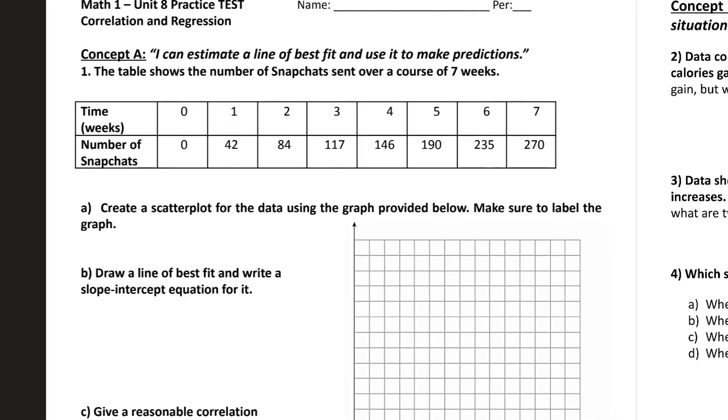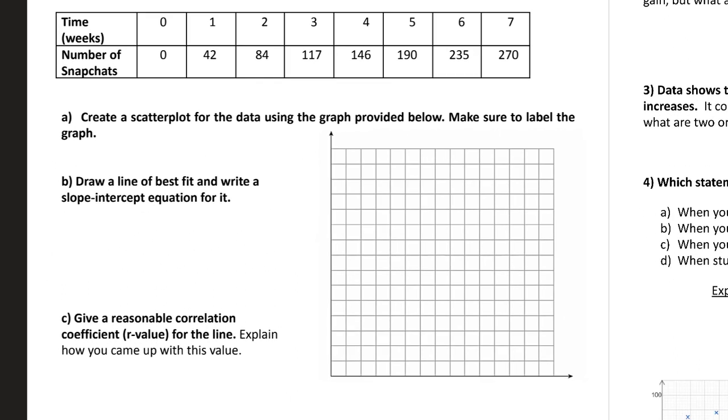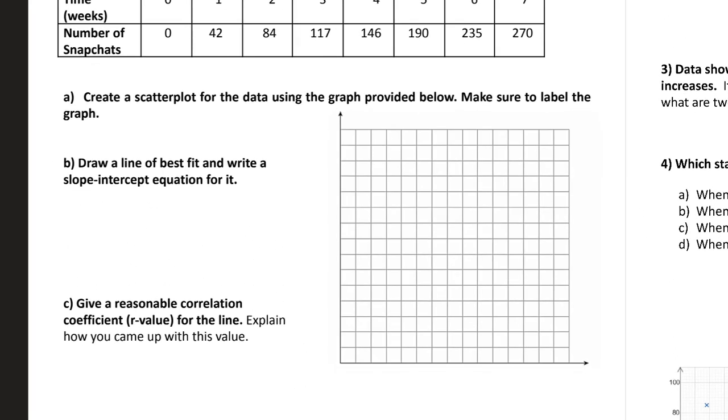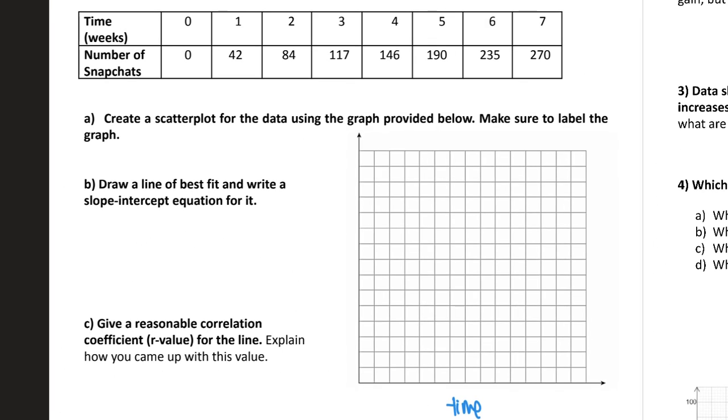So the first thing we're going to do is make a scatter plot of the data, and we're going to label our graph. In this case, the independent variable is time, so that's going to go on the x-axis, and we need to go from 0 to 7. So I think we should be able to fit it if we number it by every 2 is 1 unit, or 1 week, I guess. So time in weeks.